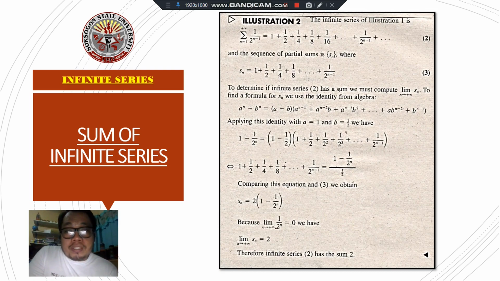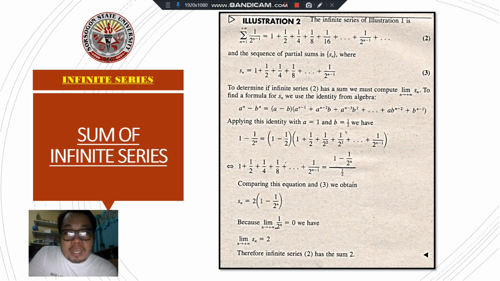And the sequence of partial sums is S sub n, where S sub n is equal to 1 plus 1 half plus 1 fourth plus 1 eighth plus up to 1 over 2 raised to n minus 1. Now, to determine if the infinite series has a sum, we must compute its limit, which is denoted as the limit of S sub n as n approaches positive infinity.